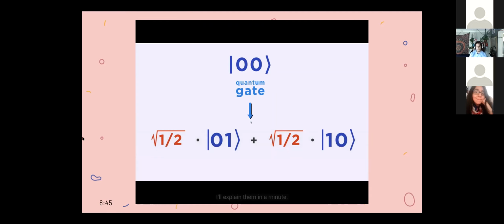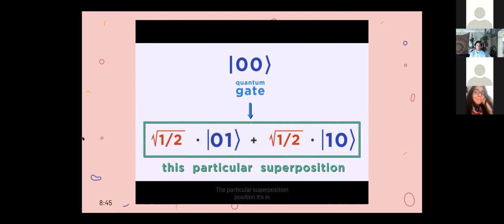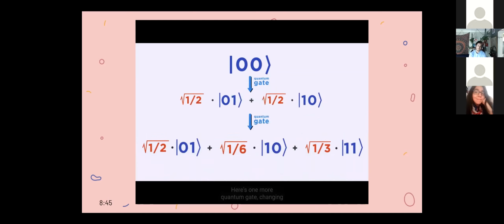So with the 0, 1, there's a 50% chance that it collapses to the second position. And then with the 1, 0, there's a 50% probability of it collapsing to the third position. Ignore the square roots, I'll explain them in a minute. The particular superposition it's in is a result of the quantum gate we chose to apply. Here's one more quantum gate, changing the state of our computation.